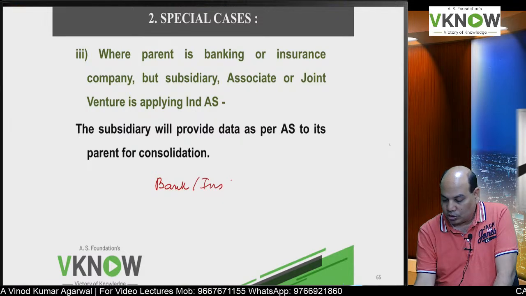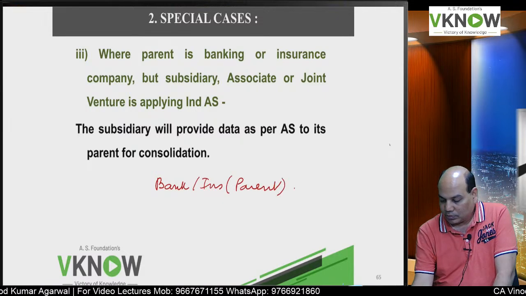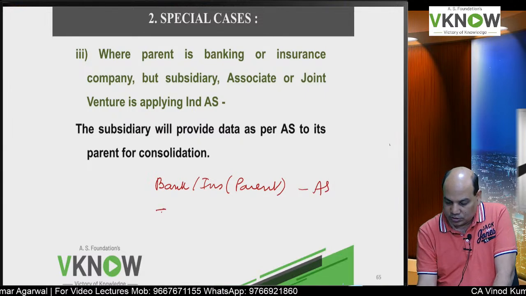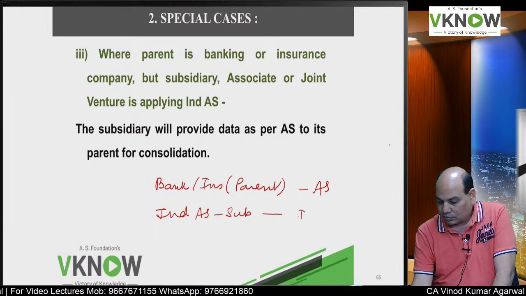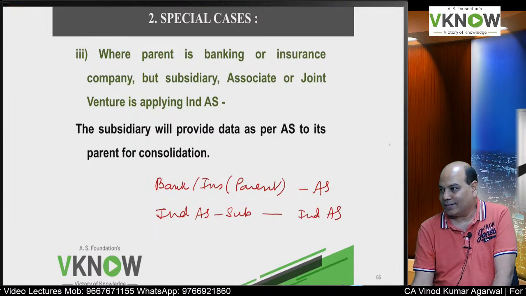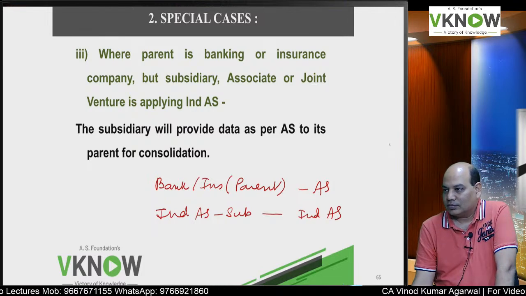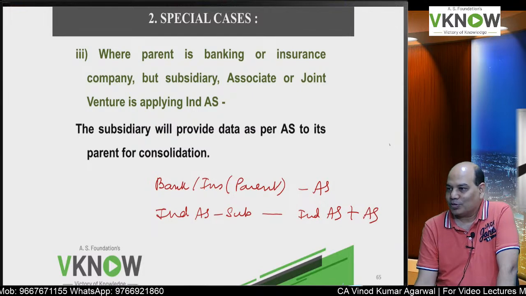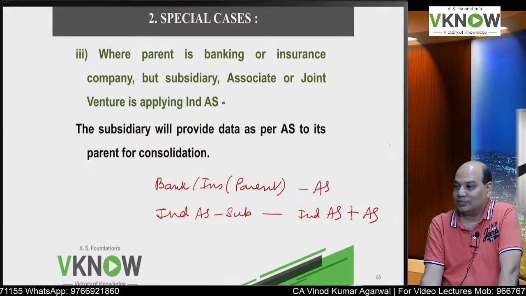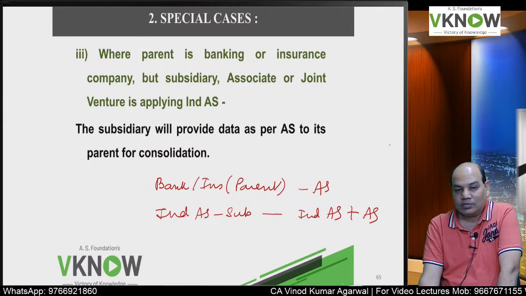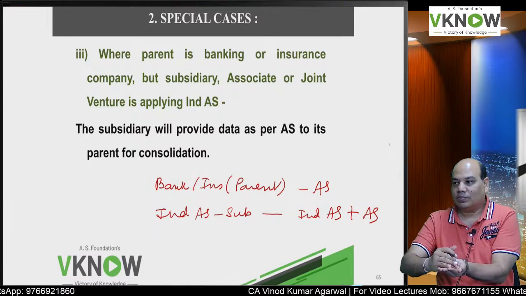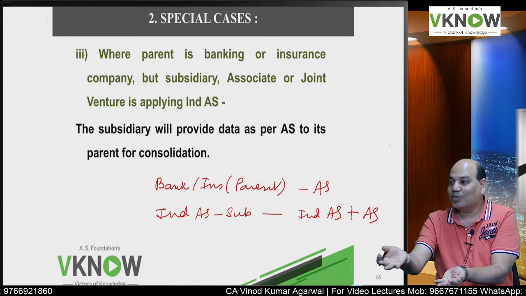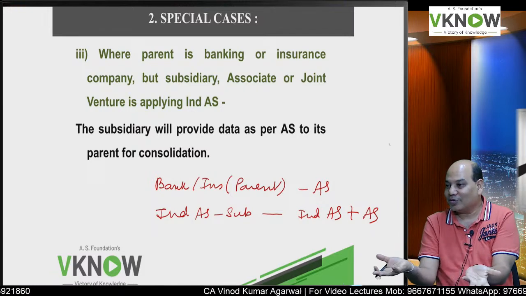Bank, insurance is a parent company, so they will follow AS, and subsidiary company follows Ind AS. So what will happen now? Subsidiary will prepare two financial statements, because always subsidiary will have to compromise. Remember, who will have to compromise? Subsidiary is like son, parent is parent. Who compromises? The son has to compromise.